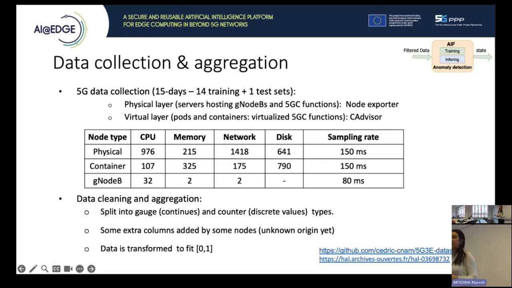Of course, when we have the data, we need to clean it. The data should firstly be split into gauges and counters, and then some extra columns added by some nodes need to be deleted. Then the data was transformed to fit 0-1 values in order to have better detection with LSTM.